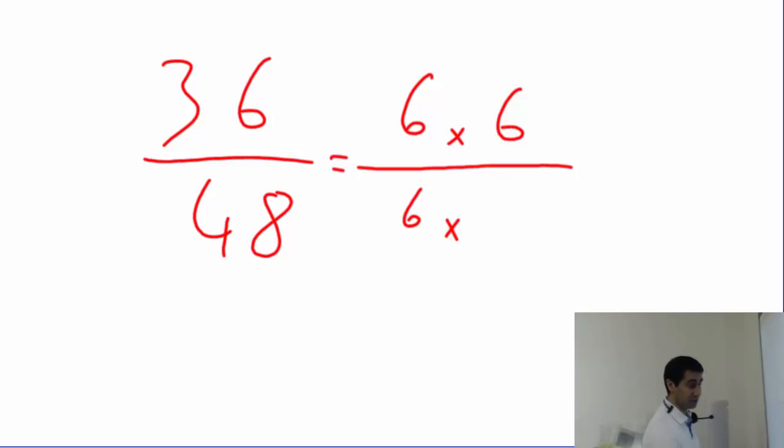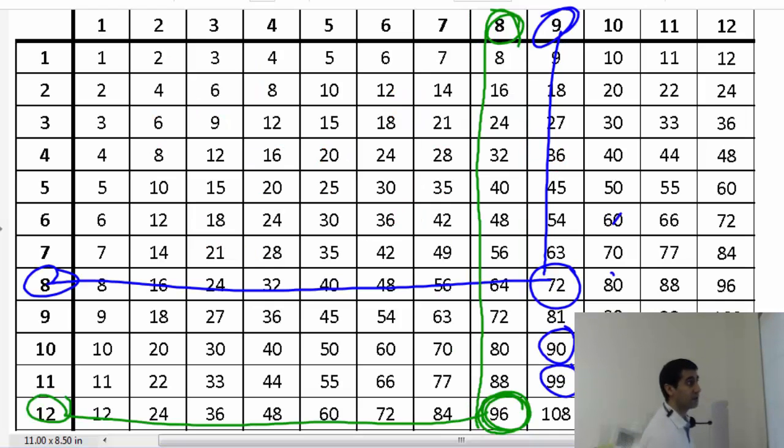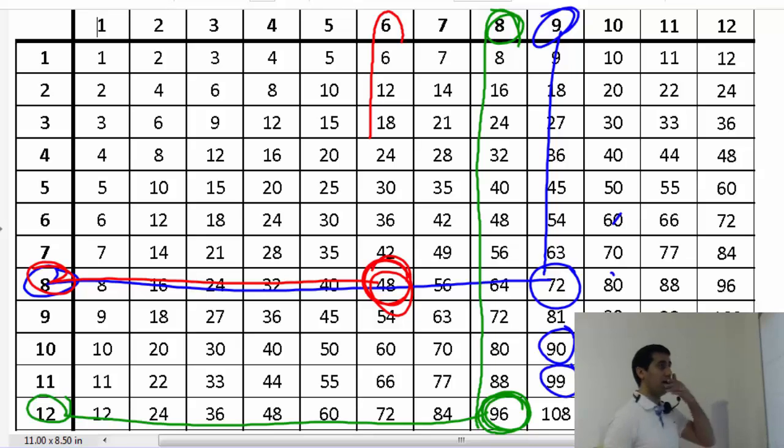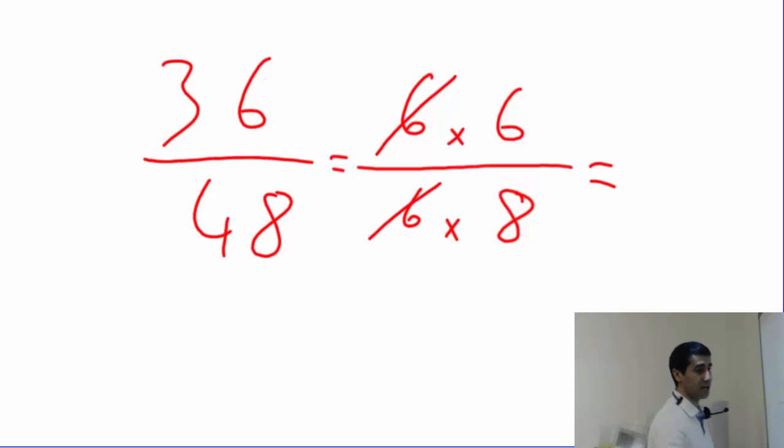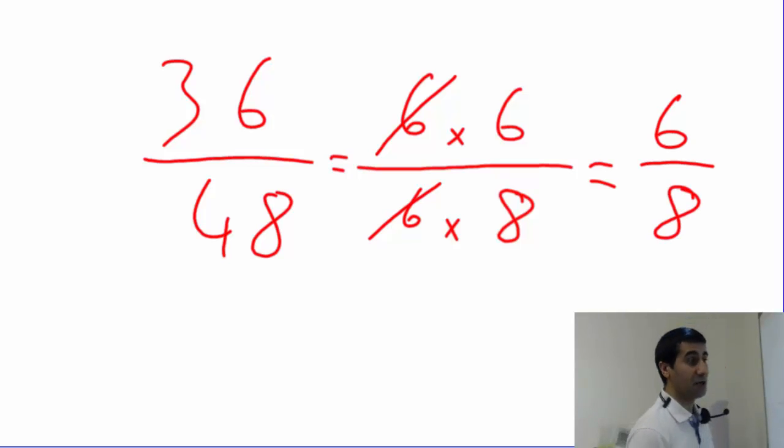Let's look at the multiplication table. 48 from the 6. They are here. 48 is right here. So that means 8. Sorry, 8 times 6. 8 times 6 will give me 48. So let's write that down. 6 times 8. 8 times 6 is the same thing. So the 6s will cancel out. What I will have here is 6 divided by 8. Well, those are small numbers, so I'm happy with that.